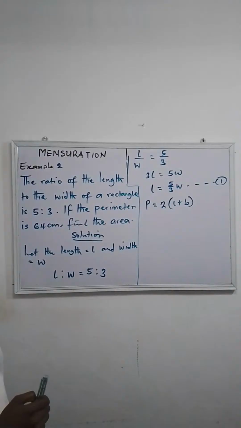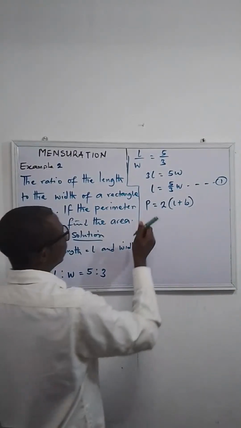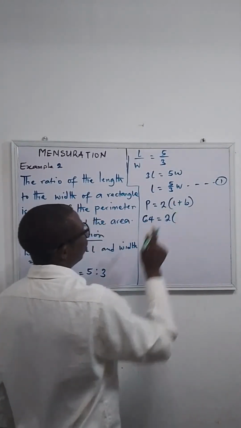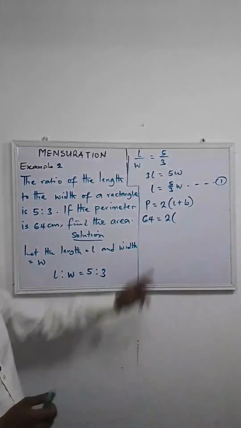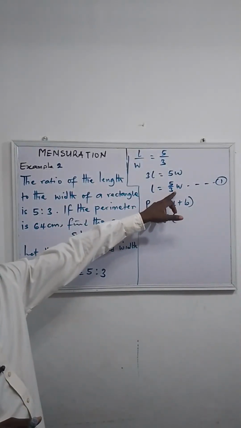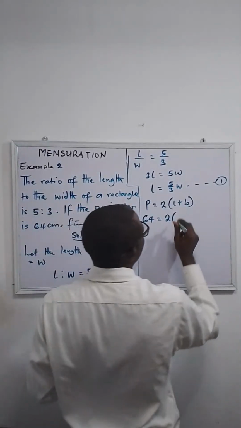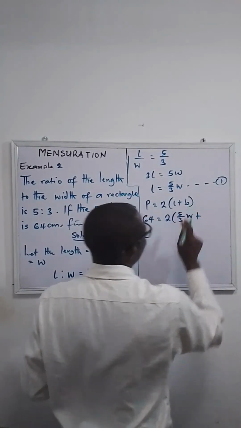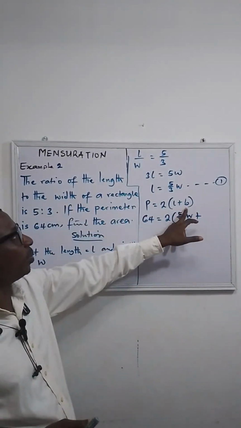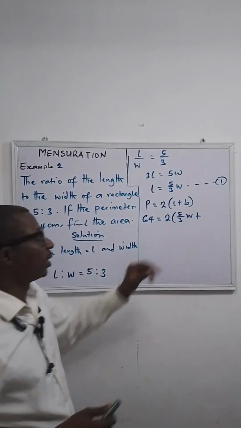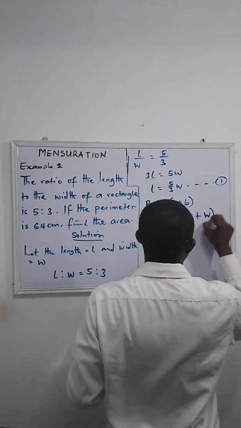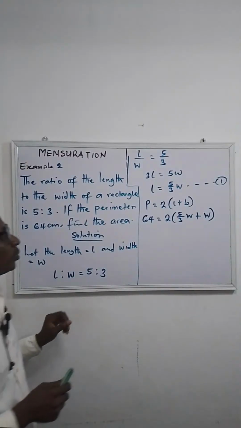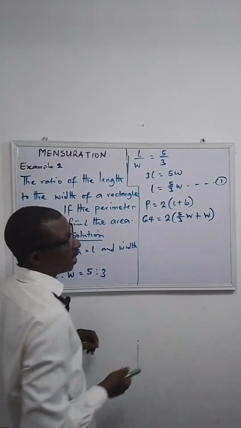Okay, so here we have perimeter to be 64, which is equals to 2. Now, what is the length? Now, the length is 5 over 3W. So let's plug in that. We have 5 over 3W plus what is the width or the breadth? That is going to be W, because we have said that width is W. Alright, here you can divide both sides by 2.